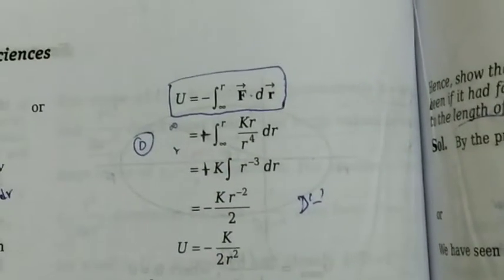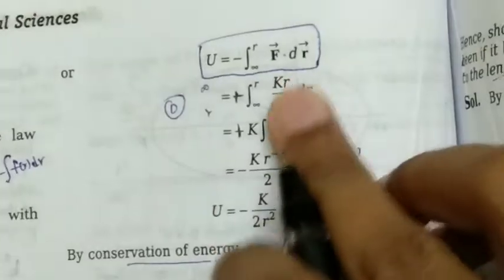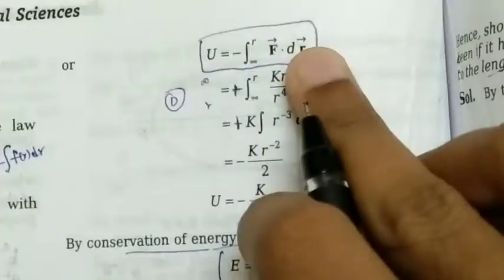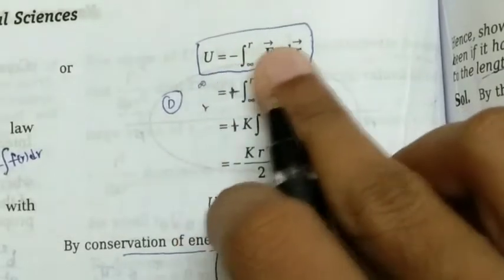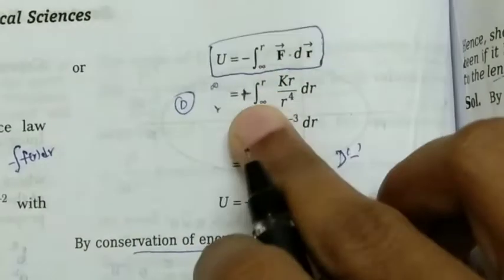So a bar dot b bar is nothing but ab cos theta. So r and dr are both parallel to each other. Parallel means angle is 0, so we would have r dr cos 0. Cos 0 is nothing but 1. So from this you would have this, and here already minus is there, and again in F we are having another minus, so minus into minus is plus.